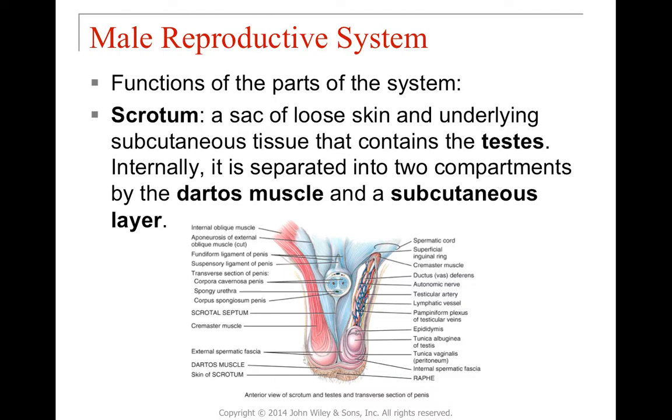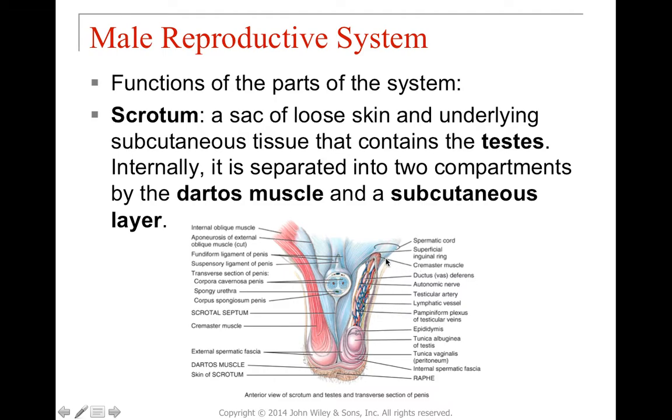Let's see. So this is what I was talking about when I said the corpus cavernosa penis is here. We have two of those, and then here the corpus spongiosum penis, we're going to have one of those. This here is the ductus deferens, or the vas deferens. It's going to be connecting the testes to the seminal vesicles, and then out through the ejaculation route. Let's see, what else are we missing here?